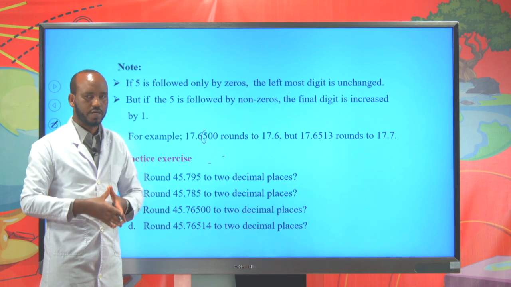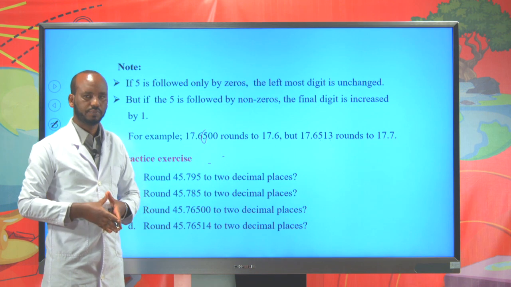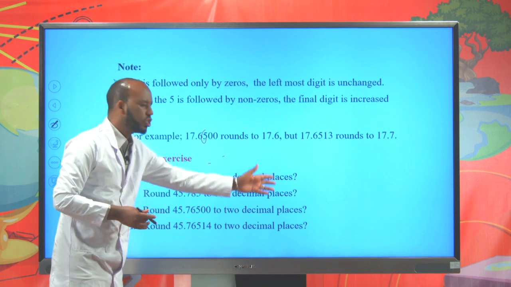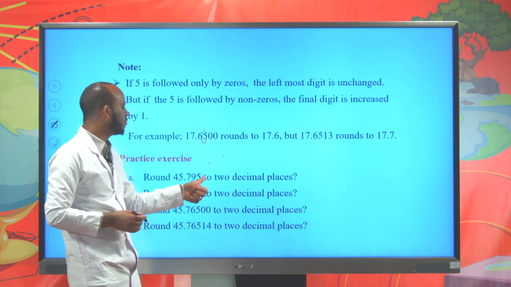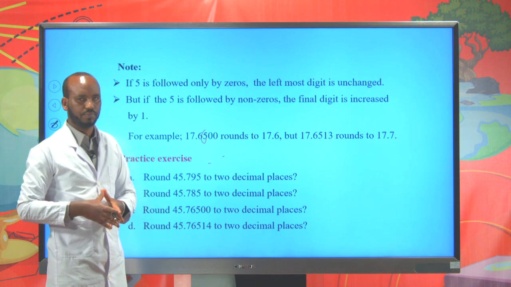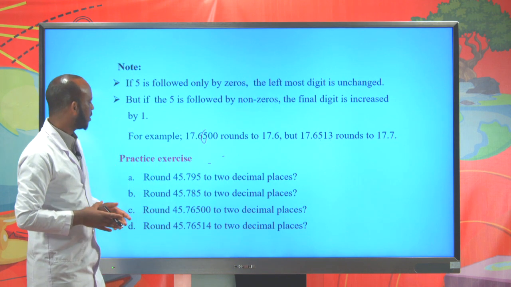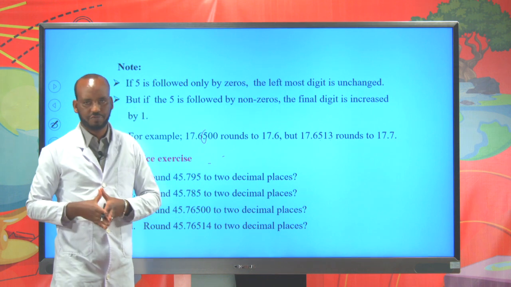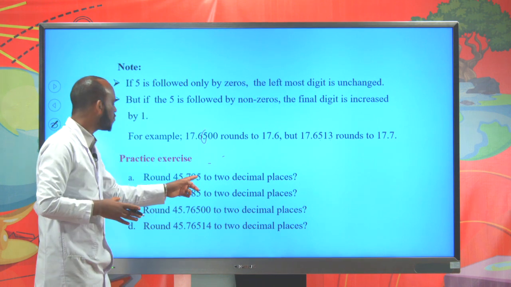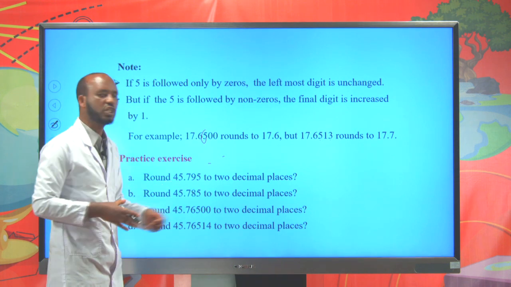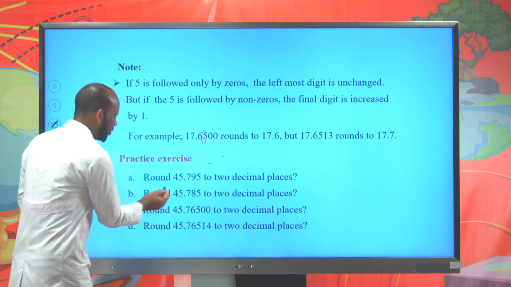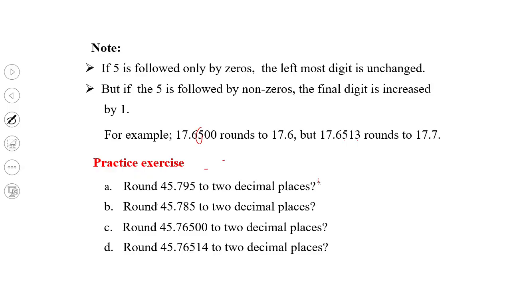Welcome back again, students. How did you do it? Good. Let us do it together. A, round 45.795 to 2 decimal places. The number to be removed is 5, and no other digits follow 5. We add 1 if the preceding digit is odd. Therefore, this is reported as 45.80.